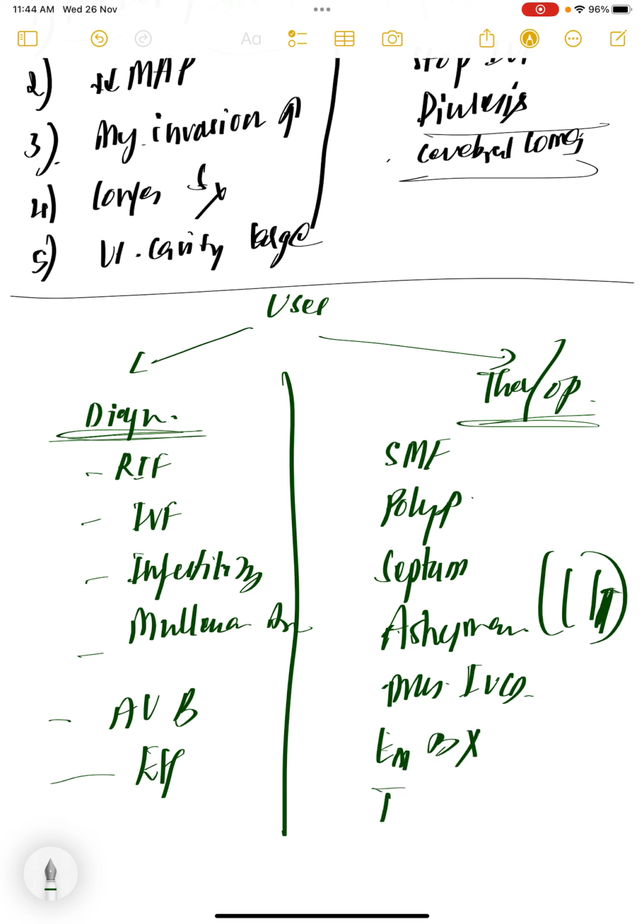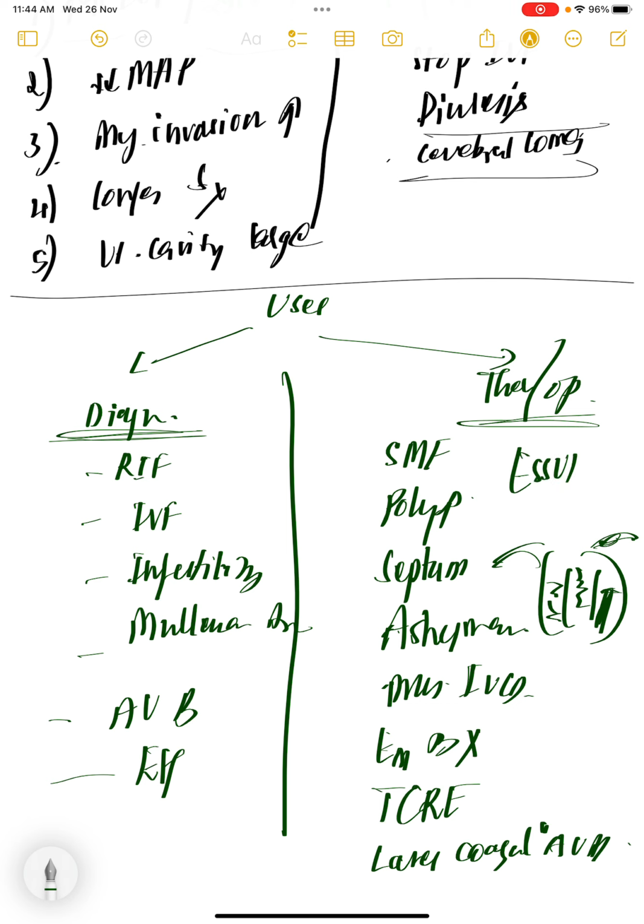Or because of AUB, I want to treat her, that is transcervical resection of the endometrium. Or she comes with heavy bleeding and you diagnosed AV malformation, so you want to do laser coagulation of the AV malformation. Or I want to do hysteroscopic tubal occlusion. What is that method called? It is Essure. So if you want to do all this, then I will use hysteroscopy. These are the therapeutic or operative uses of hysteroscopy.